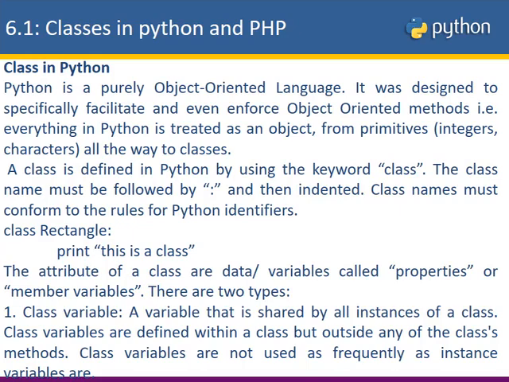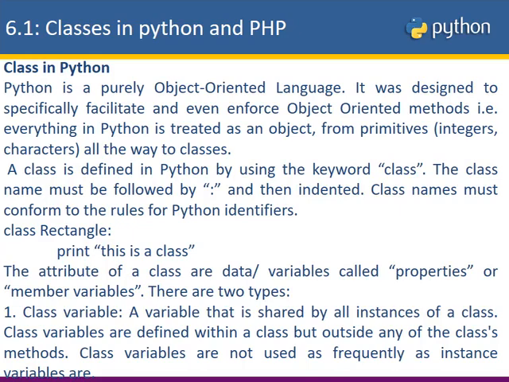In Python, everything is treated as an object. That's why you call Python an OOP, object-oriented programming language. From primitives all the way to classes.